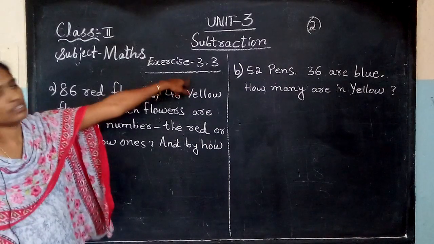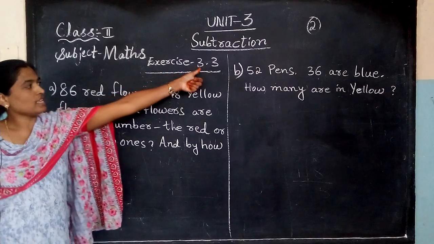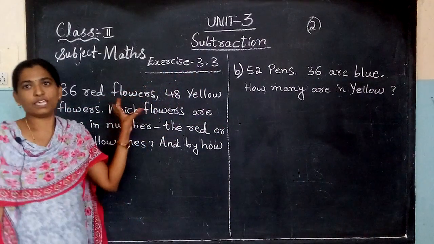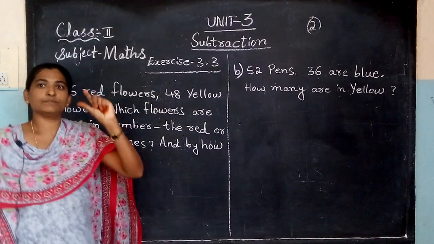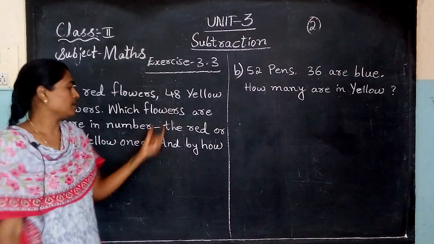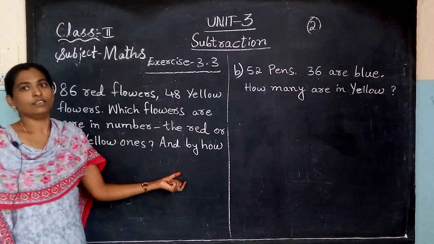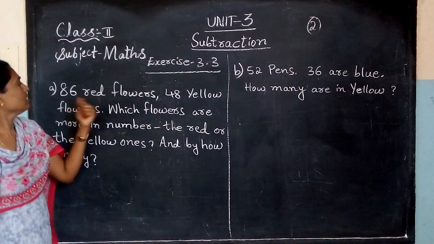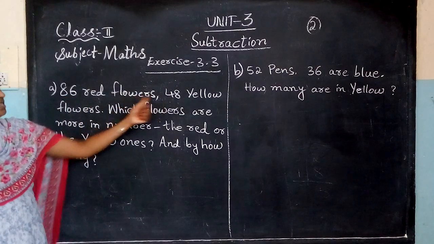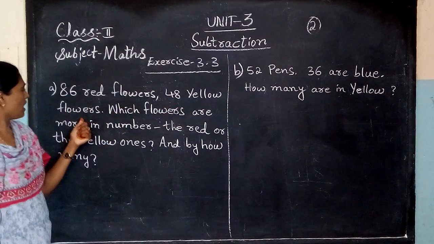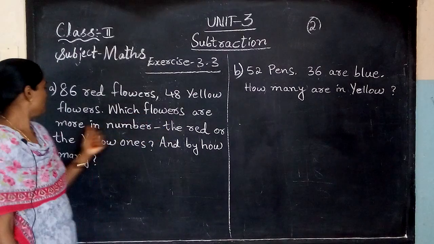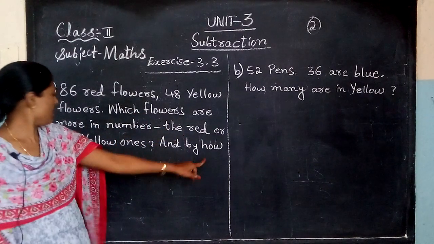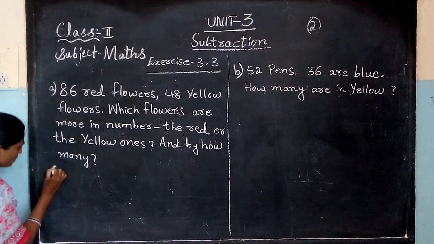Okay children, next exercise, that is exercise 3.3, that are word problems. Means they will be giving in a sentence, and in that sentence some numbers will be there. By taking those numbers you have to do subtraction. That is called word problems. Now see here, 86 red flowers and 48 yellow flowers. Which flowers are more in number, the red or the yellow ones, and by how many? Now you tell the solution.